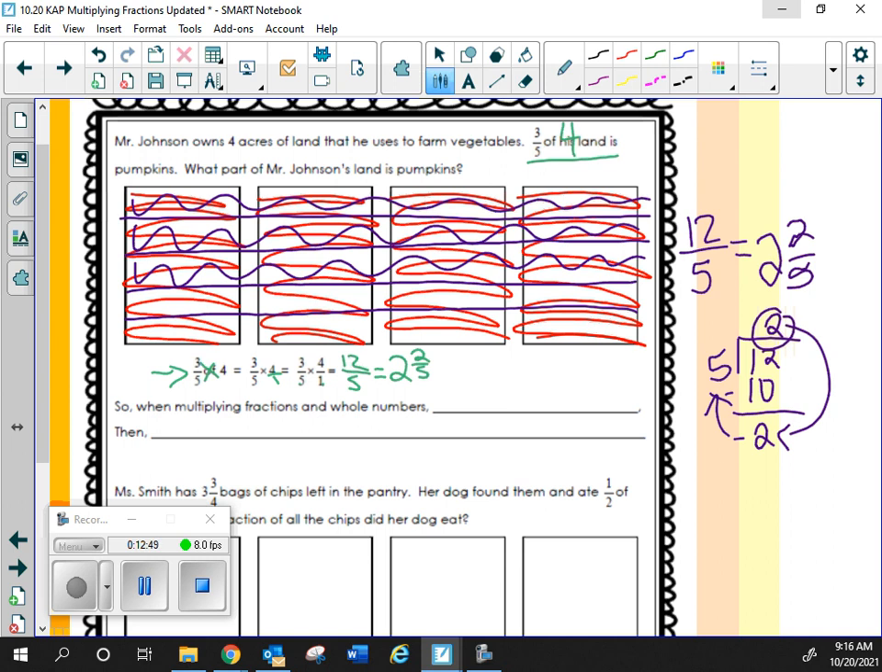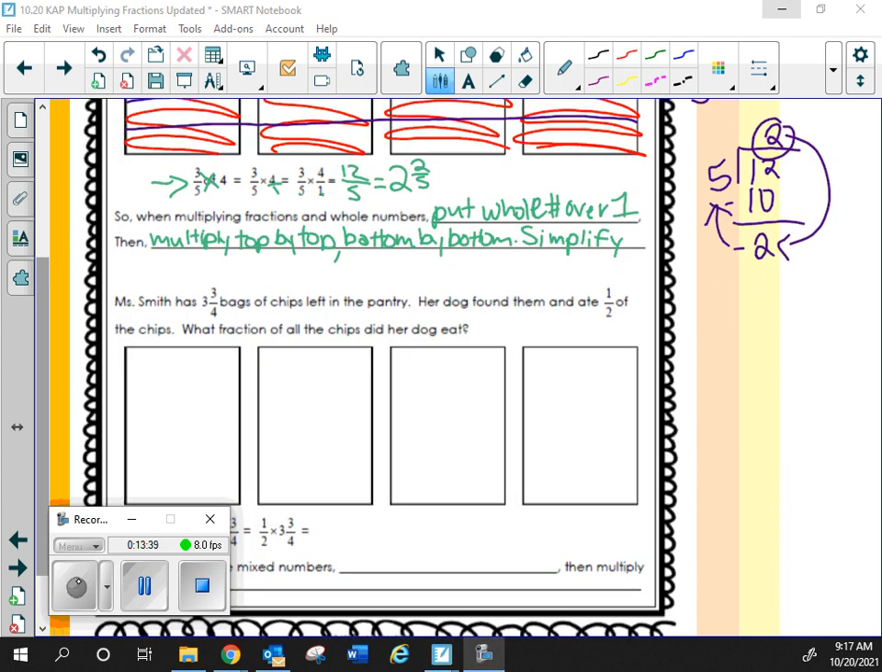So again, it says, when multiplying fractions and whole numbers, what did he do before we even multiplied? What did I do with that whole number? Andrew? Yeah, made it a fraction. All I have to do is put it over 1. When multiplying fractions and whole numbers, put whole number over 1. Then multiply top by top, bottom by bottom. And simplify. I'll pause and let y'all record that.